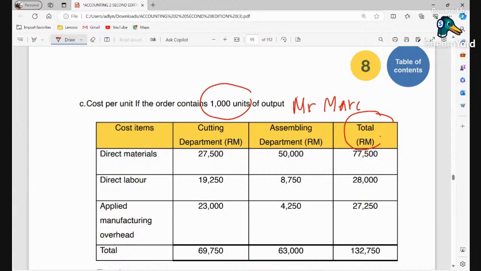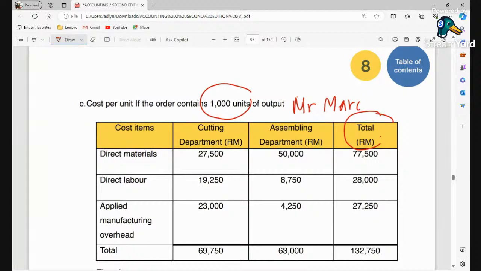So, bila kita nak tahu jumlah dia, kita kena campur apa yang telah dibayar, kos yang telah ditanggung di cutting department, dicampurkan dengan kos yang ditanggung di assembling department. Okay, that's why you need to find the total. Okay, sebab ini is considered the total cost for the job. Okay, that is the one that we are supposed to calculate. Bukannya nak kira untuk cutting department saja atau nak kira untuk assembling department saja. Sebab kalau saya kira asing-asing, saya tak boleh bagi harga pada Mr. Mark, okay, apabila produk dia dah siap nanti.